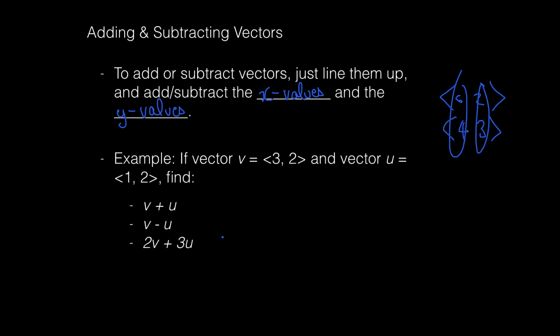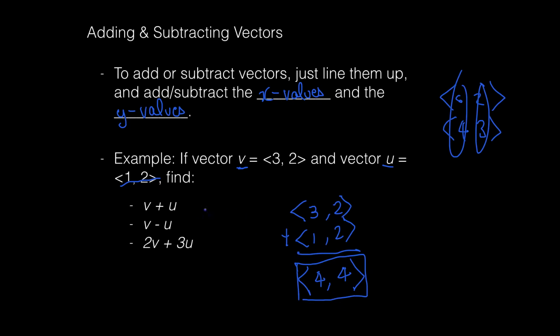So this is kind of what you will see in a typical math problem. They'll give you vectors and define them as some letters, and then they're just going to say find these. So here v is defined as [3, 2] and u is defined as [1, 2]. We're just going to have to add v plus u. So this is really basic math. [3, 2] plus [1, 2], just put them together, [4, 4]. So that's v plus u.